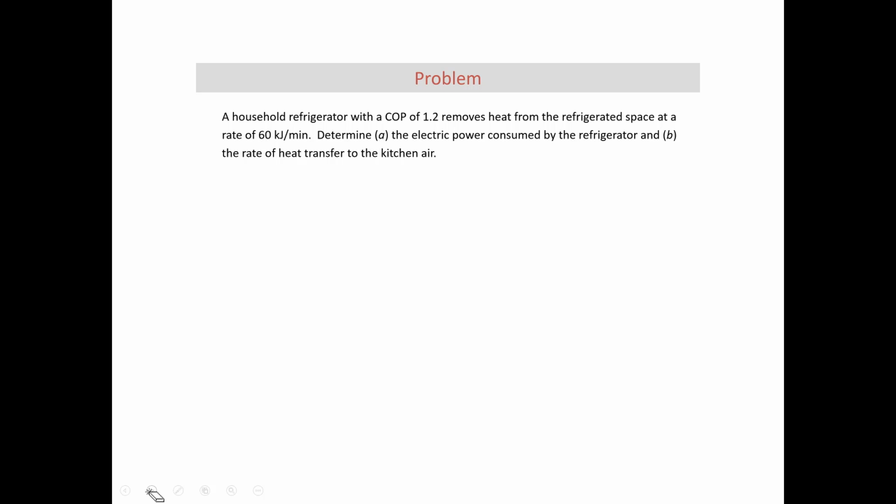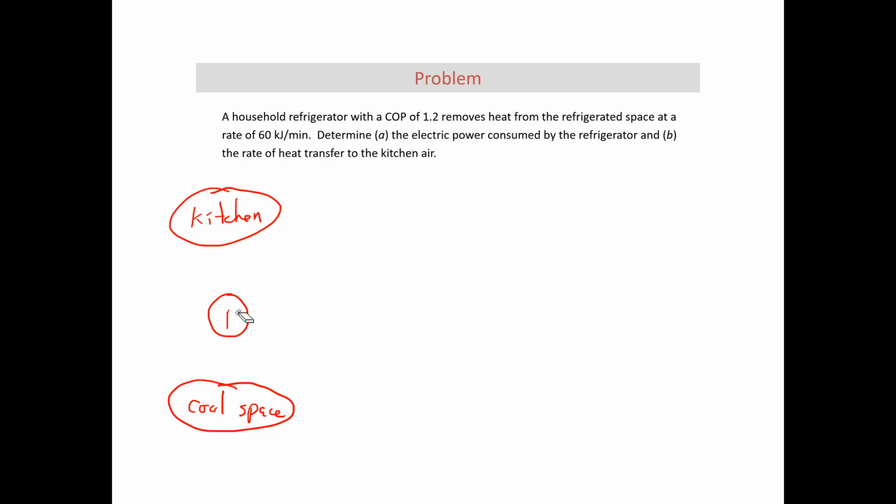All right, let's try an example problem here. A household refrigerator with a coefficient of performance of 1.2 removes heat from a refrigerated space at a rate of 60 kilojoules per minute. So let's go ahead and draw our system. So I have here a kitchen, right? That's where we're rejecting heat to from the refrigerator. Here is the cool space, the space I'm trying to keep cool in the refrigerator. Here's my refrigeration system. I'm absorbing work to make heat move from the cold space to the warm space.